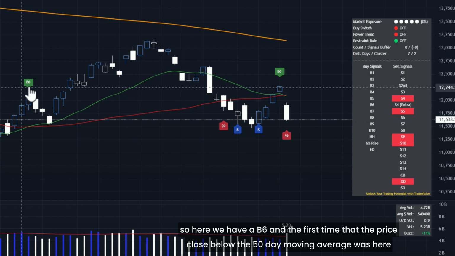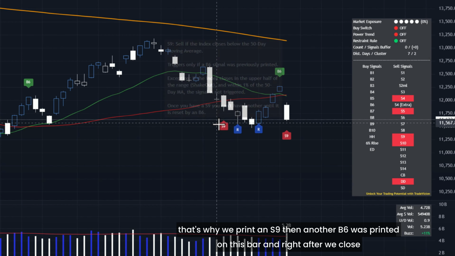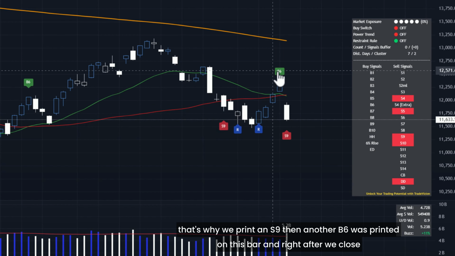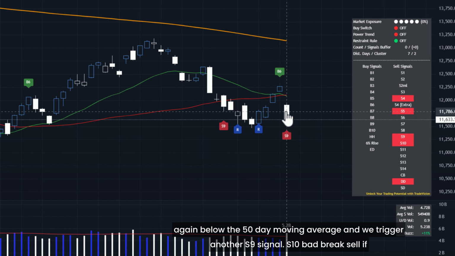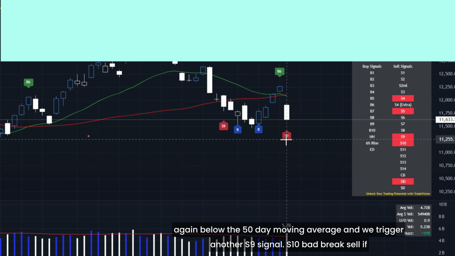So here we have a B6, and the first time that the price closed below the 50-day moving average was here. That's why we print an S9. Then another B6 was printed on this bar, and right after we close again below the 50-day moving average, and we trigger another S9 signal.